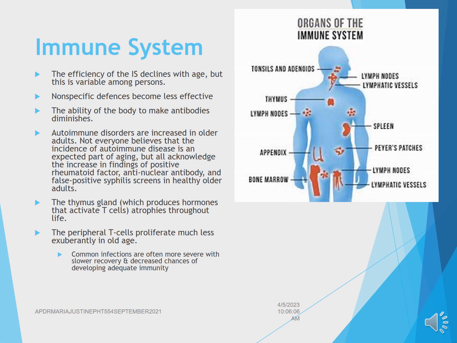Okay, what happened to the immune system? The efficiency of the immune system declines with age, but this varies among persons. So non-specific defenses become less effective. The ability of the body to make antibodies also diminishes.